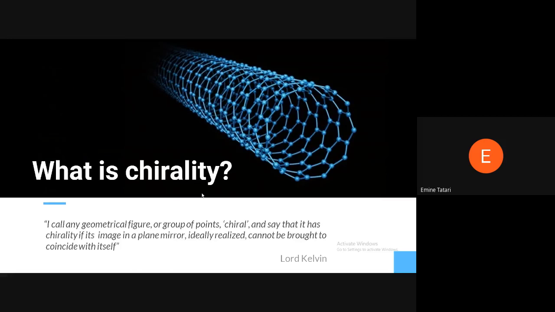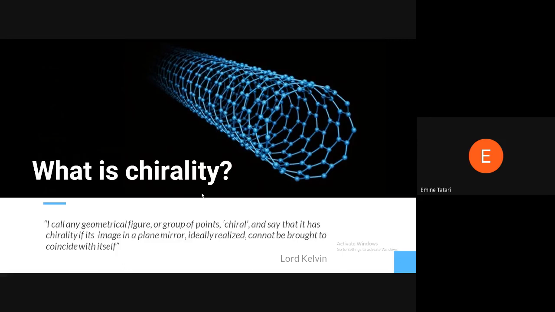First, let us describe what is chirality. A well-known engineer named Lord Kelvin describes chirality with the following proverb. I call any geometrical figure or group of points chiral and say that it has chirality if its image in a plane mirror, ideally realized, cannot be brought to coincide with itself.